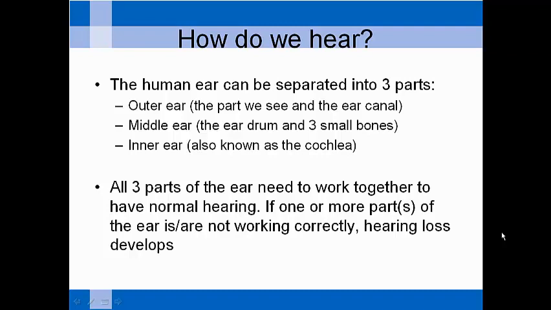So all three parts of the ear need to work together in order to have normal hearing. If there's one part or two parts that are not working correctly, then that's what happens with hearing loss. That's how that develops.